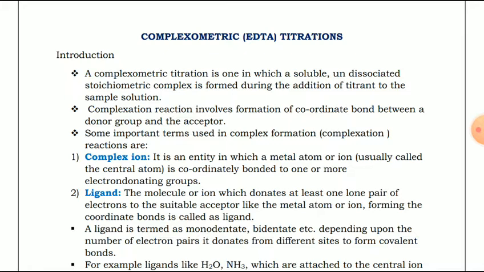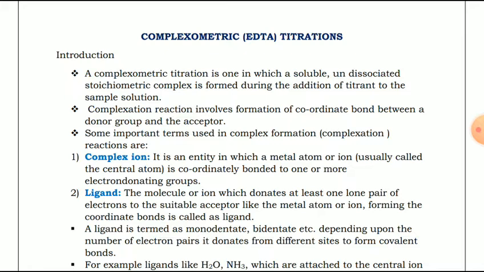On oxygen, there will always be a lone pair available in the EDTA, right? So that will be suitable to be accepted by the central metal atom, and it will form the coordinate bond. That is called a ligand. A ligand is termed monodentate, bidentate, and so on, depending upon the number of electron pairs it donates from different sides to form covalent bonds.